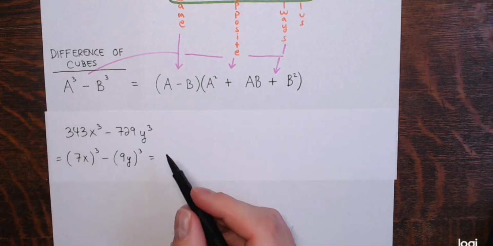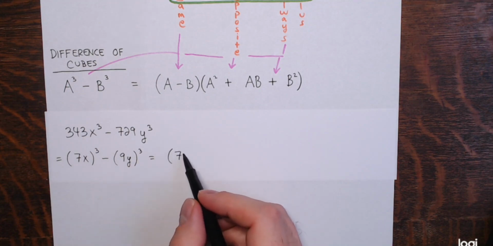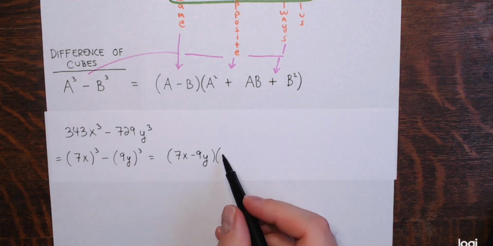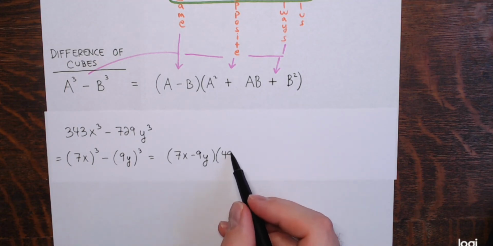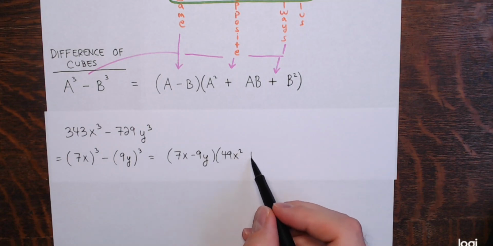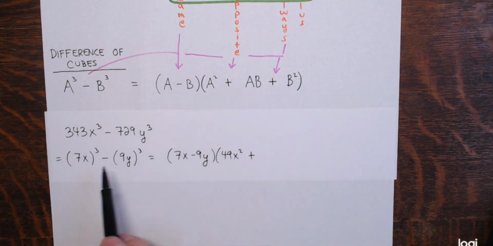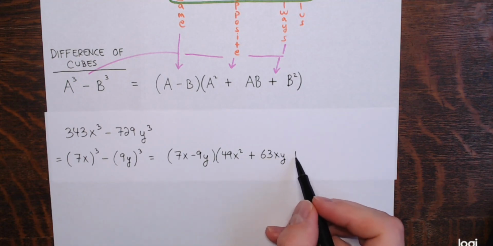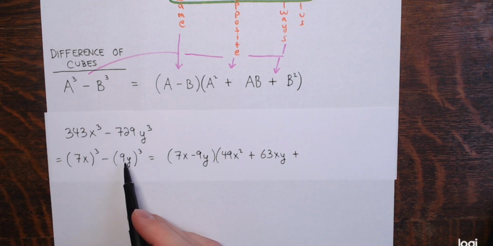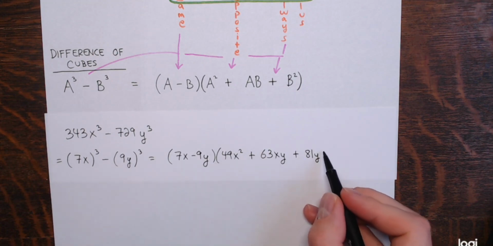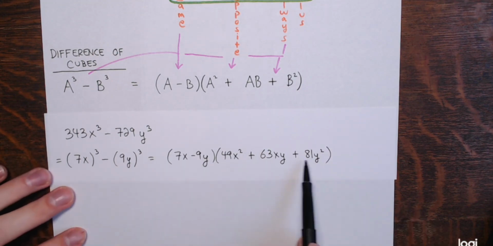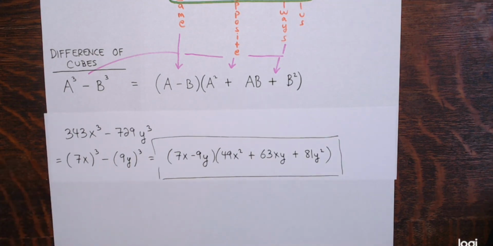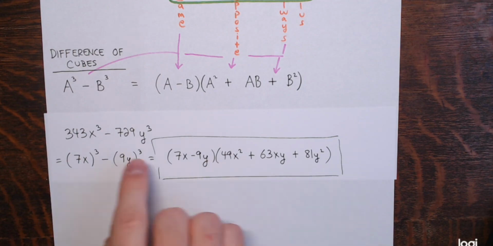So the first factor, a minus b, is 7x minus 9y, times the second factor has a squared. 7x to the second power would be 49x squared. Then plus ab. 7x times 9y would be 63xy. And then always plus, and then b squared, 9y squared, 81y squared. So again, I just kind of simplified it as I was going through. And there we go. And that's what I'm going to type. That's how I should factor. And again, you can check by multiplying these and see if you get the original thing back.